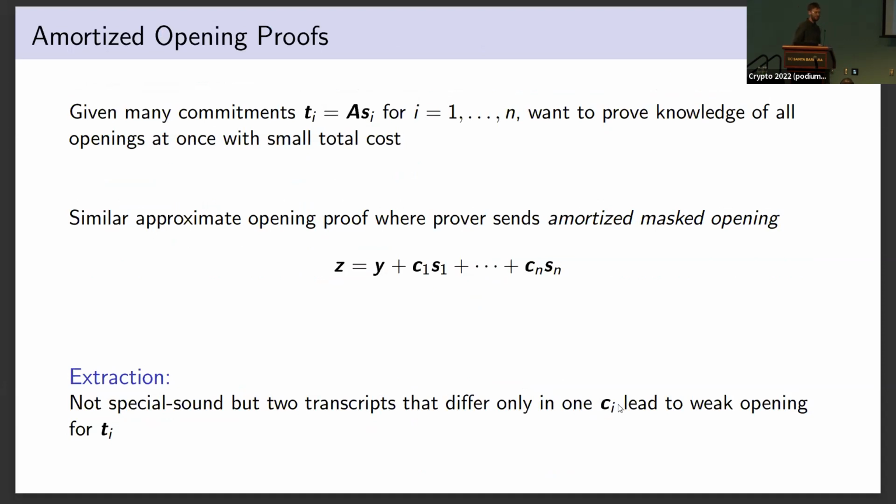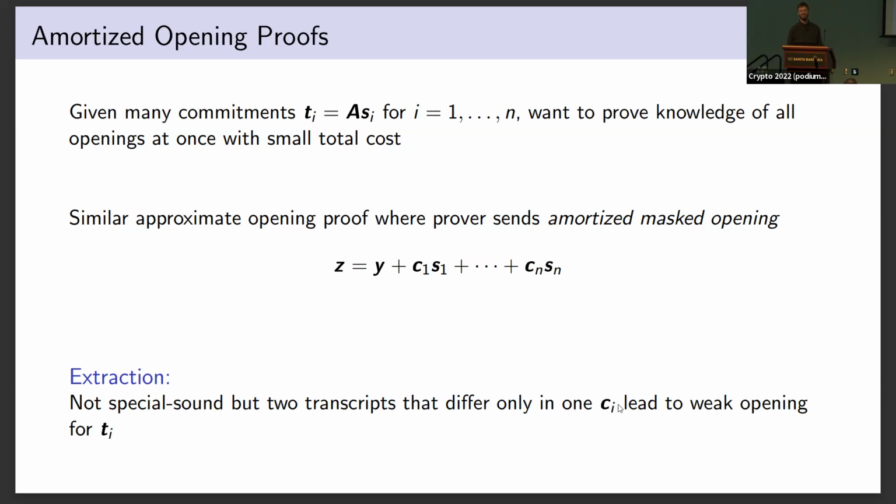Now, this approximate proof is linear sized because obviously this mask opening, the z vector, has the same dimension as s, so it's linear in the size of s. So maybe a natural approach to get to sublinear scaling is to start with many commitments. So now we have many t_i, many such commitments, and we want to prove them all at once. Something like this we usually call an amortized proof. So we hope that we can prove them all at once with a small total cost.